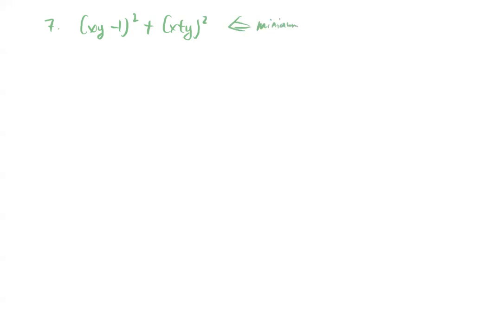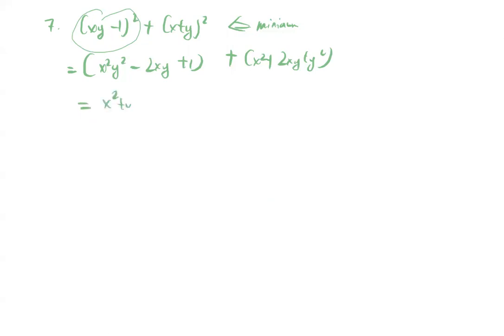Basically what you have is x squared y squared minus 2xy plus 1 plus x squared plus 2xy plus y squared. Maybe you will ask why you would think of expanding first. If you observe this expression, there's a minus 2xy here and a plus 2xy here. Maybe you can cancel out some terms and simplify. So what you're left with is x squared plus y squared plus x squared y squared plus 1, I think.